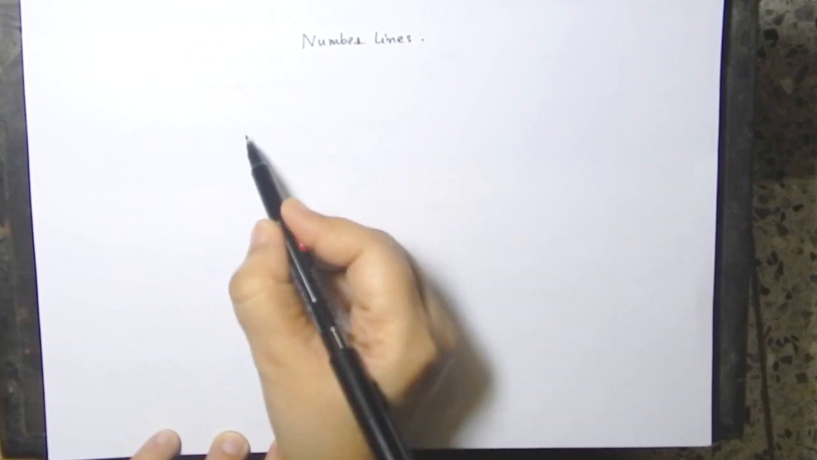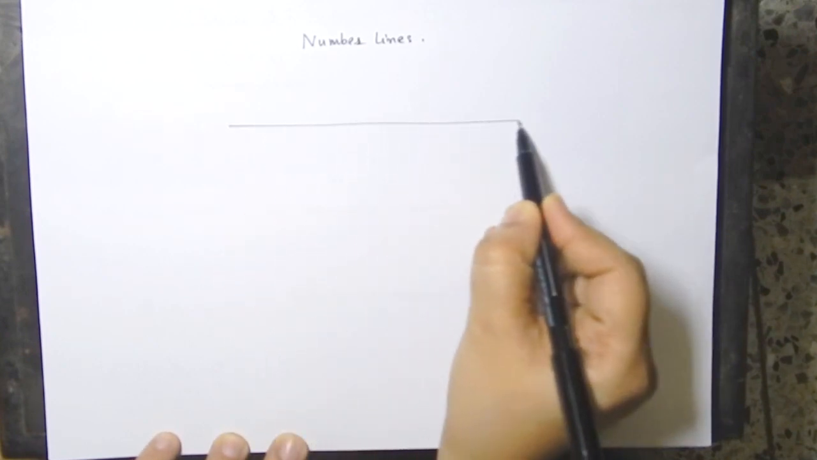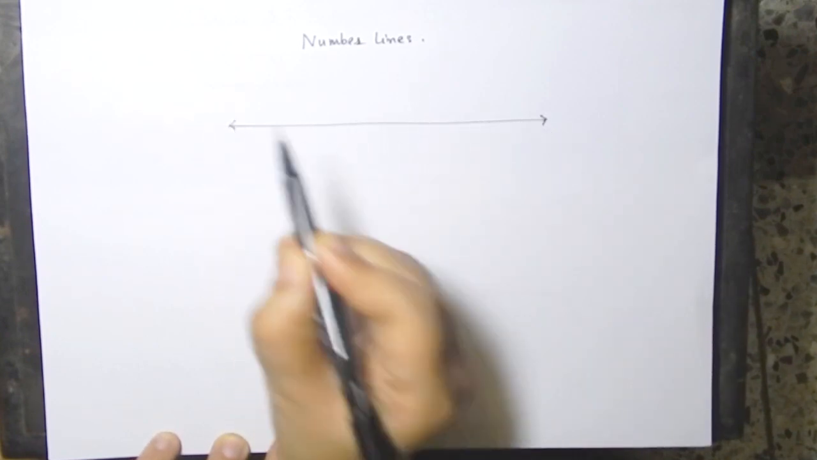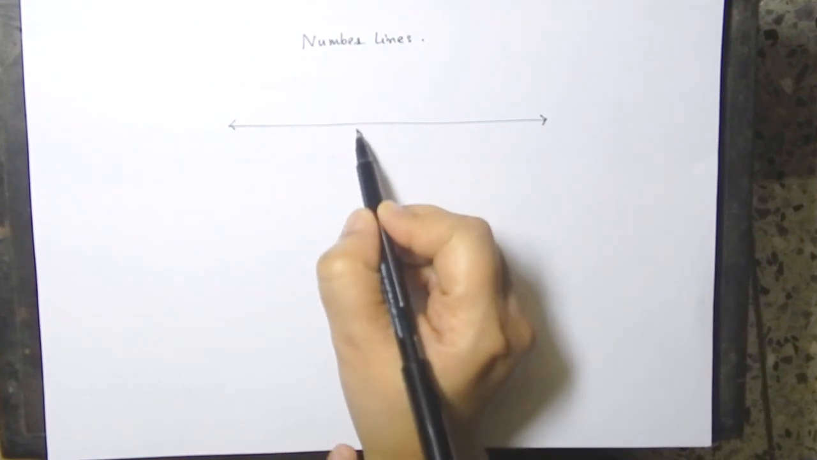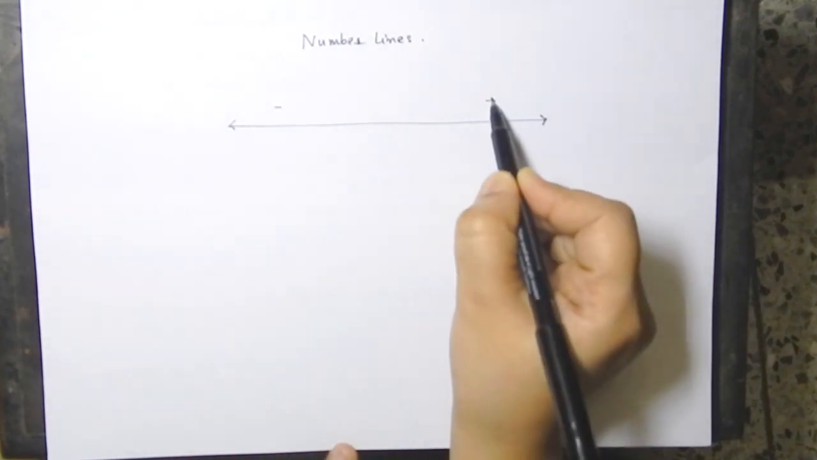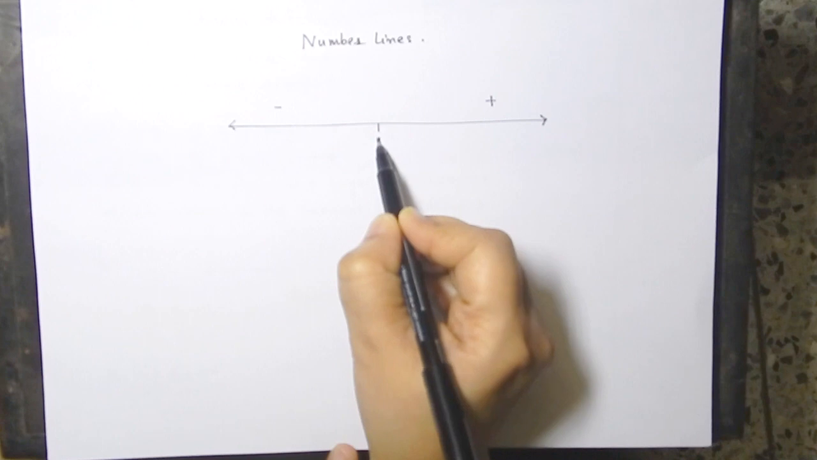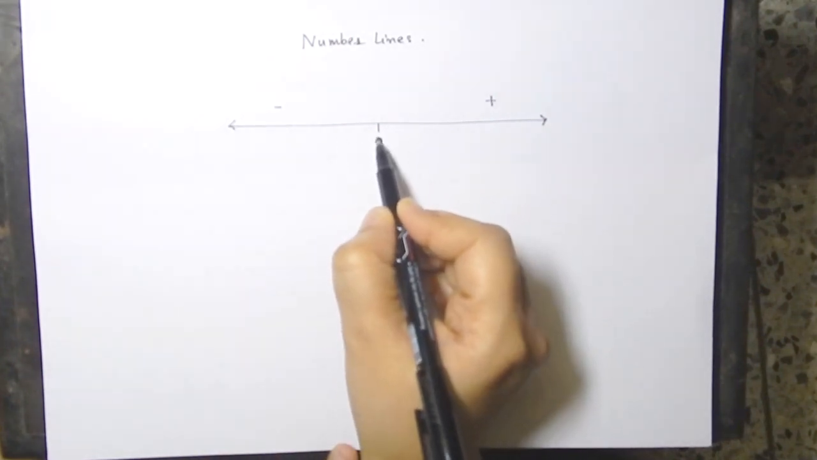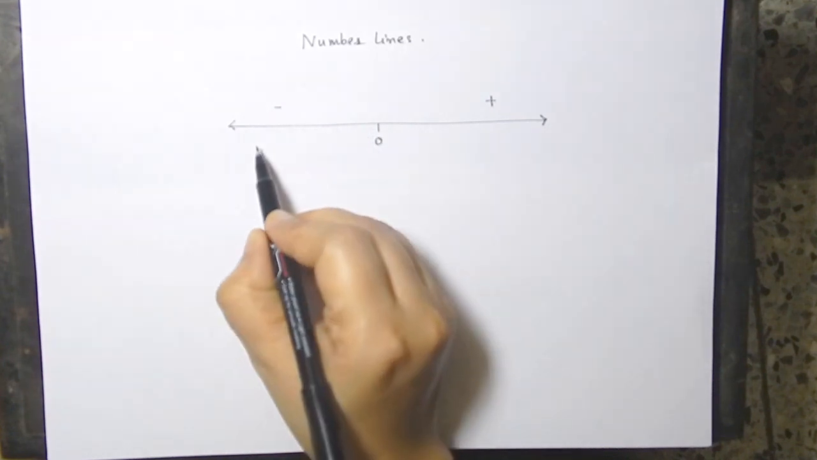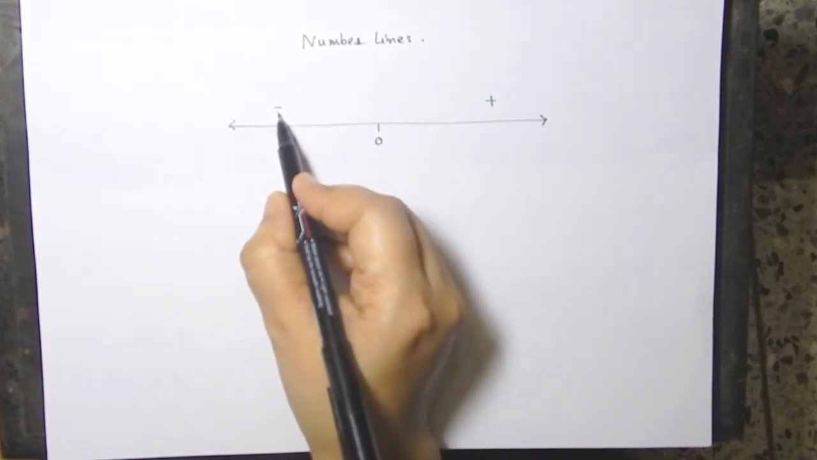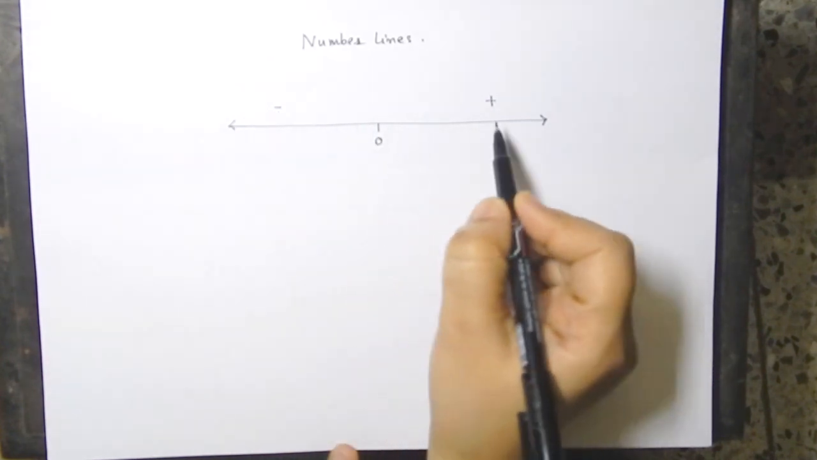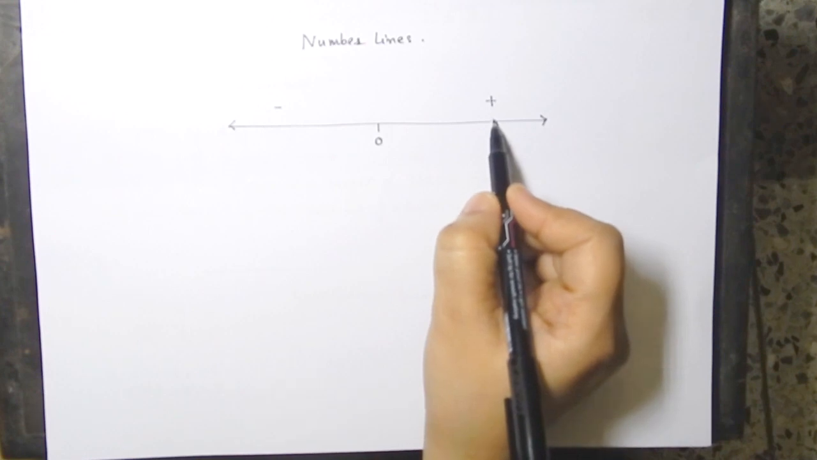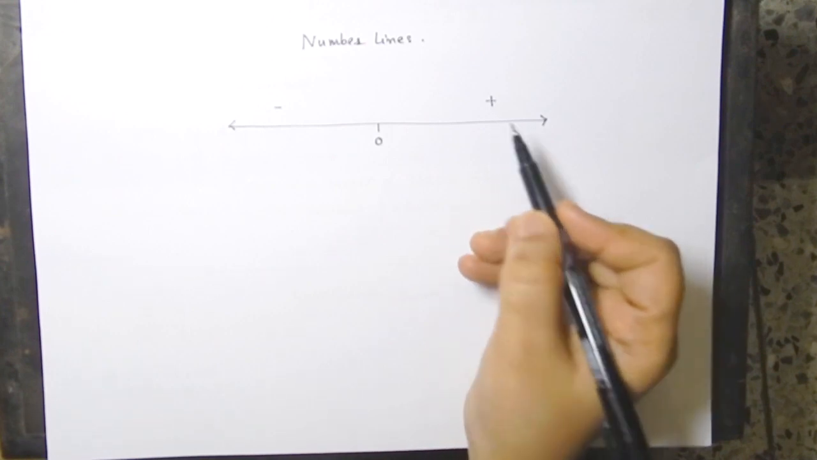Now we know that in a number line we can represent integers: positive, negative and 0. And we also know that the numbers which are on the left hand side of 0 are called the negative numbers, and the numbers on the right hand side of 0 are known as the positive numbers.